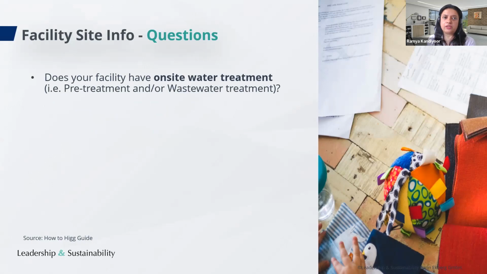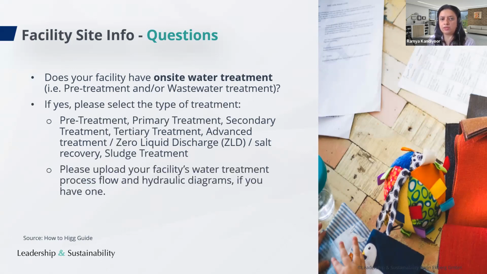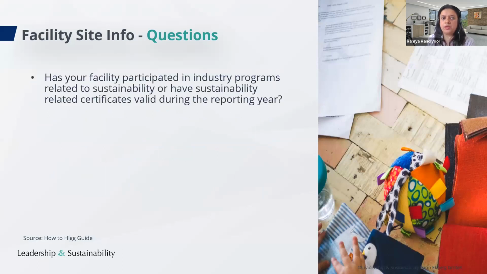And then we have questions on on-site water treatment, whether you have pre-treatment or wastewater treatment. So ideally, if you have a good diagram that you would be able to show, then you should be uploading this. You can select the type of treatment, whether you have pre-treatment, primary treatment, secondary treatment, tertiary, etc. You can upload your facility's water treatment process flow charts and hydraulic diagrams into this section.